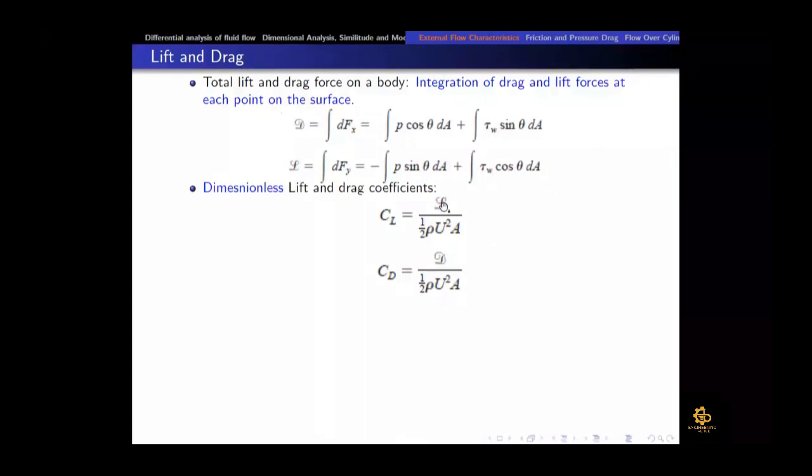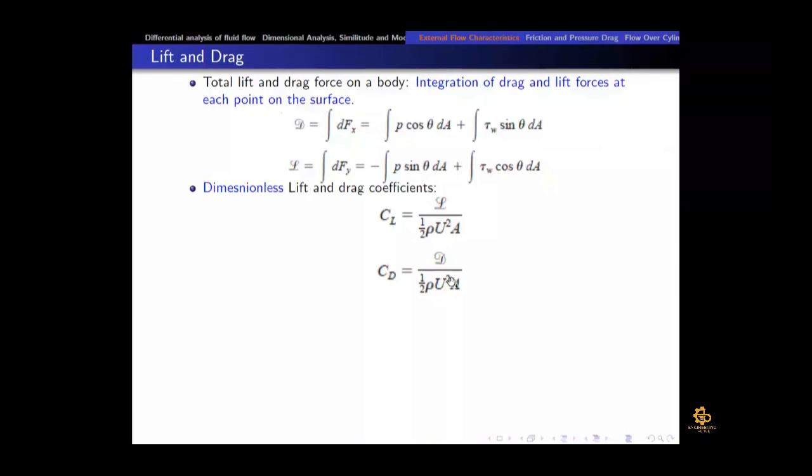So if you want to define CL, that would be equal to lift force divided by half rho u square into area, right? And CD would be equal to drag force divided by half rho u square into area. It is because the denominator should have the unit of force, like Newton, because here we have lift force and drag force on the upper side.